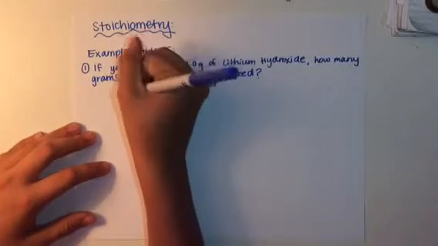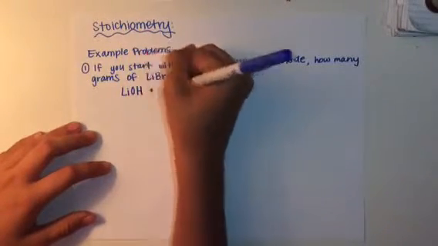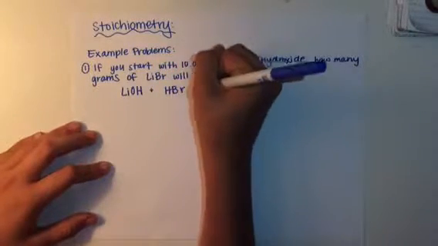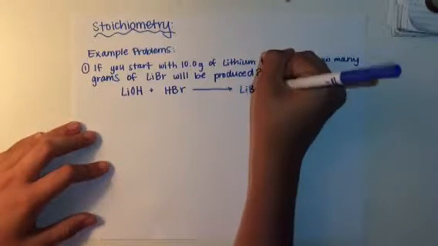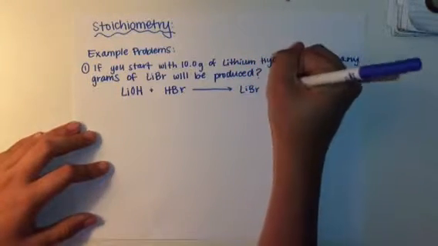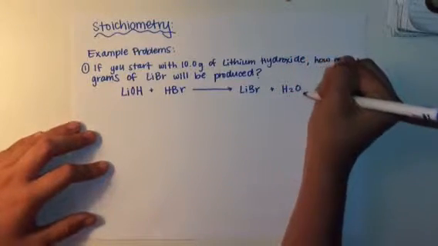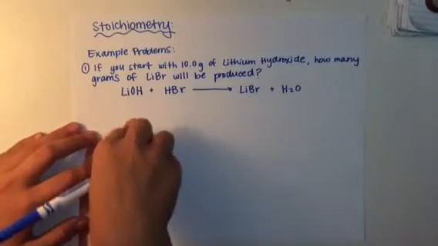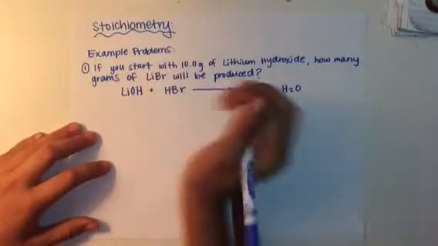So for this problem, it's going to be LiOH plus HBr produces LiBr plus H2O.